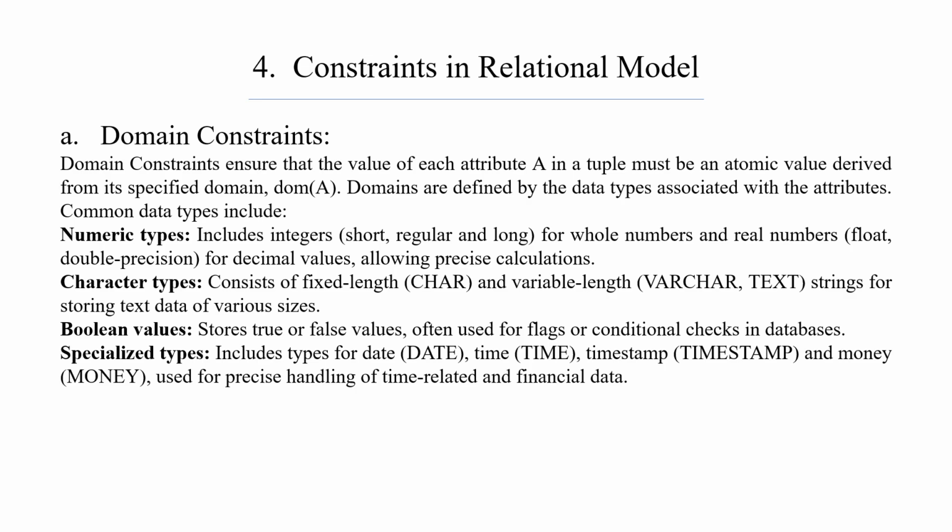Now the fourth concept is constraints in relational model. It consists of 4 different constraints. First one is domain constraint. Domain constraint ensures that the values of each attribute in a tuple must be atomic value derived from its specific column. Domains are defined by the data types associated with the attributes.